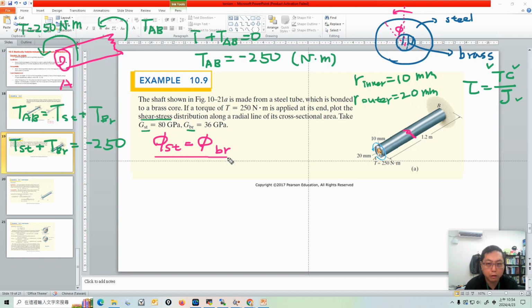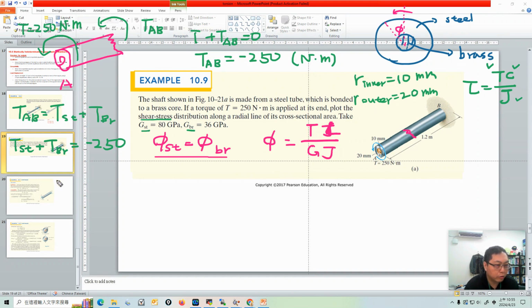So what's the formula for the angle of twist? Do you remember? I think I need to check the notes. It's TL over JG, or TL over GJ. Okay, so we use the compatibility equation.